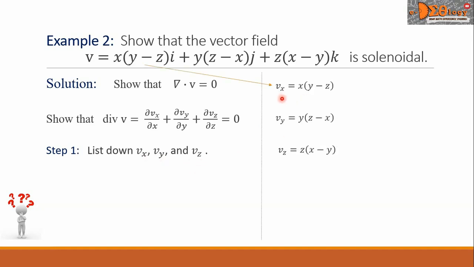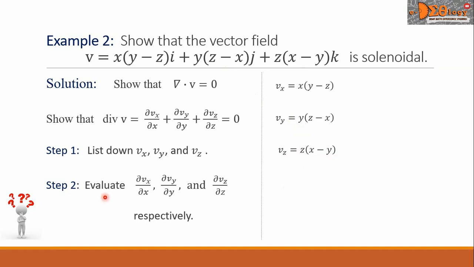We start with v sub x, v sub y, then v sub z. Step 2, let us evaluate the corresponding partial derivatives. Let's begin with the partial derivative of v sub x with respect to x, that is equal to y minus z. Then partial derivative of v sub y with respect to y, it is equal to z minus x. Then partial derivative of v sub z with respect to z, which is equal to x minus y.